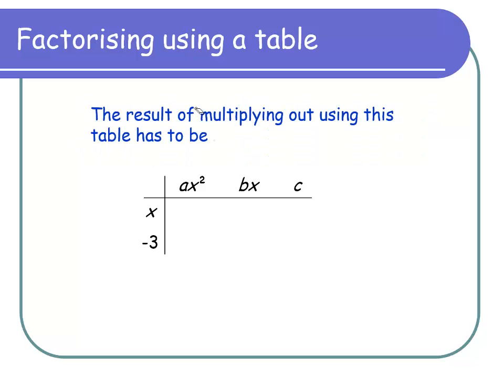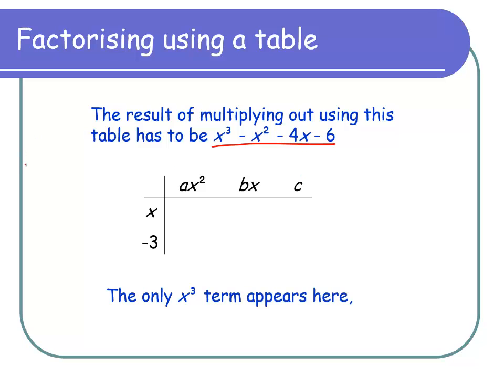And so the result of multiplying out this table has to be this cubic here. And therefore, when we multiply out x by ax squared, which would give us a cubic variable, it has to be x cubed. So what coefficient of this quadratic variable must multiply with x to give x cubed? Well, if this coefficient's 1 and the answer's 1, then this has to be 1 as well, the coefficient of this quadratic variable here.